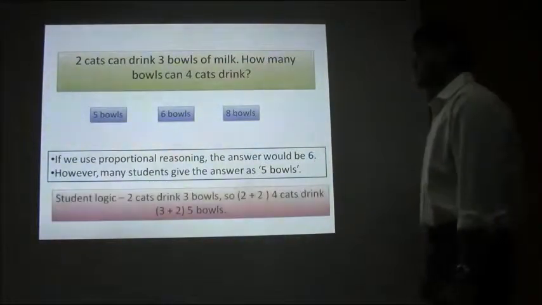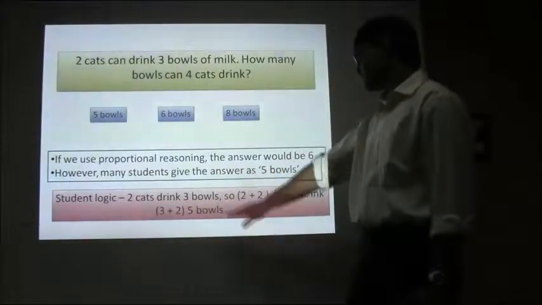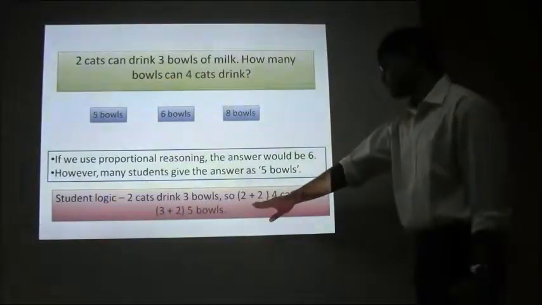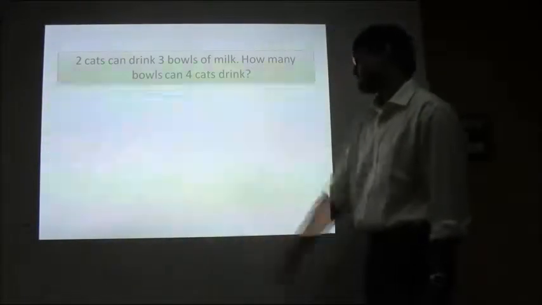Now what's the reason for this? The student logic dictates that if 2 cats drink 3 bowls of milk, 4 cats, which is 2 plus 2, will drink 3 plus 2, which is 5 bowls.